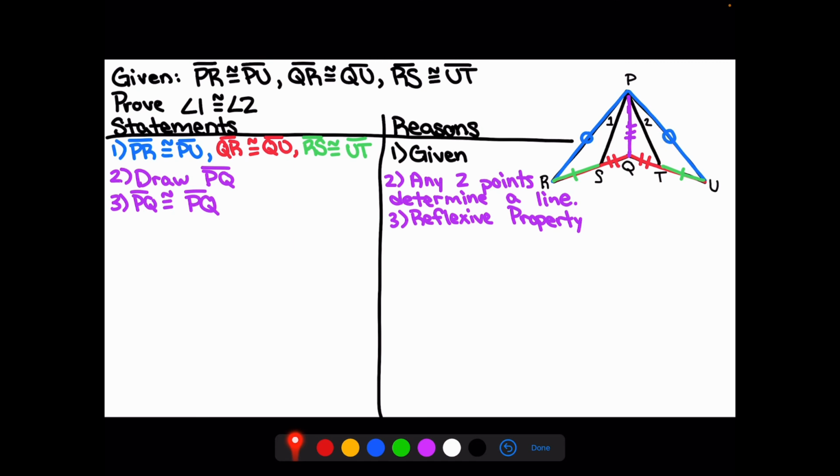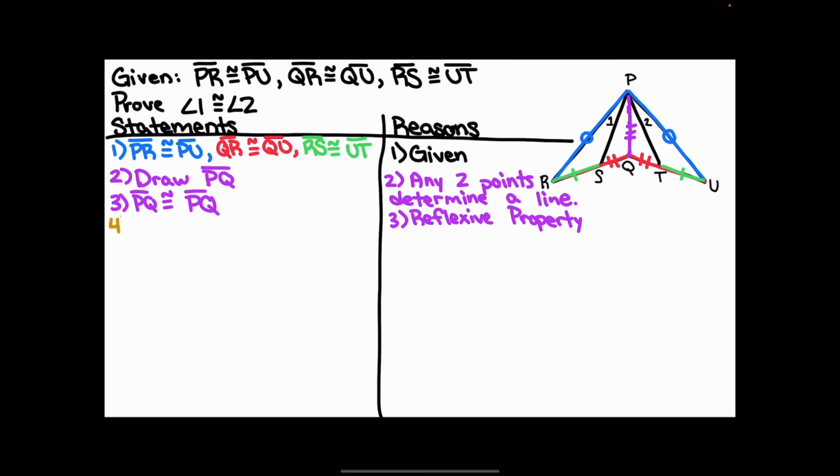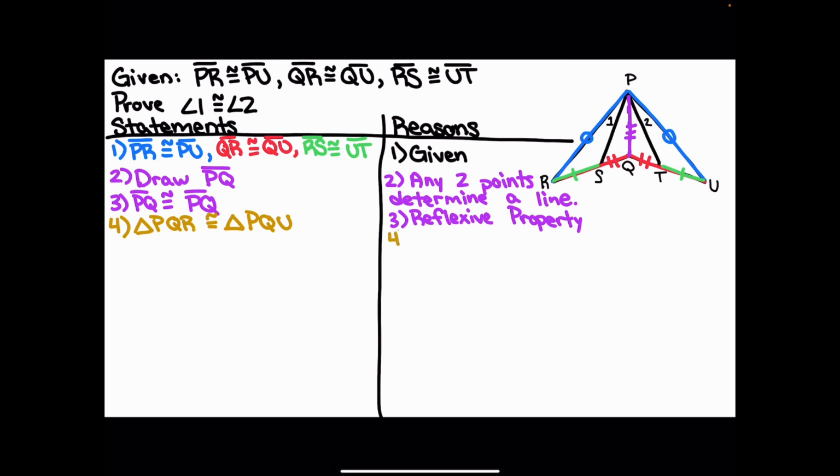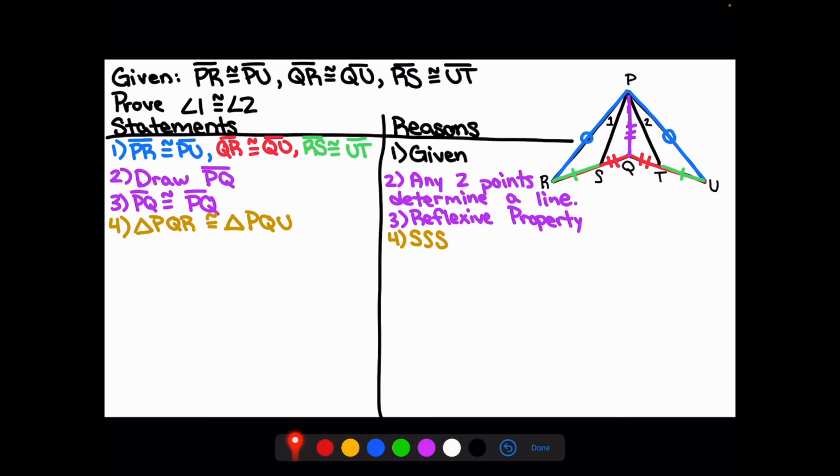And just reading the congruency signs, we have side, so the blue side, the red side, and the purple side. So therefore, triangle PQR is congruent to triangle PQU by side, side, side. So again, that's because we have three congruent sides here, the blue, the red, and the purple. So side, side, side.